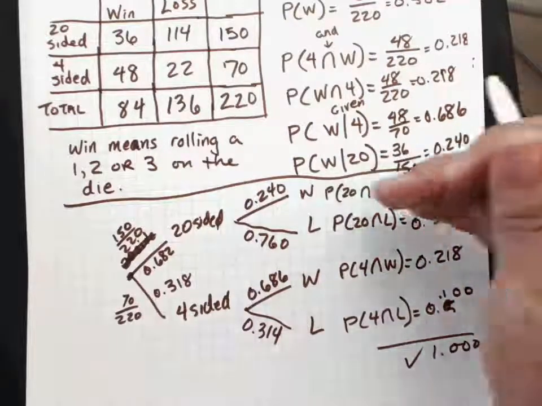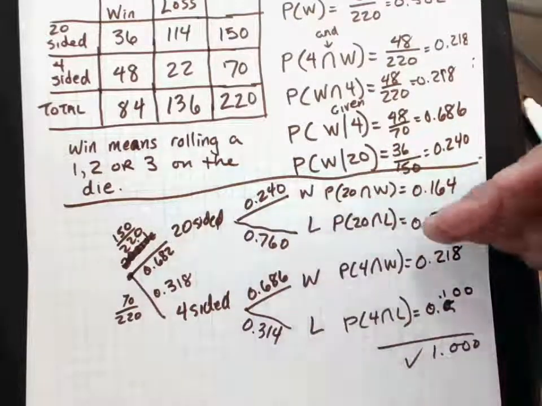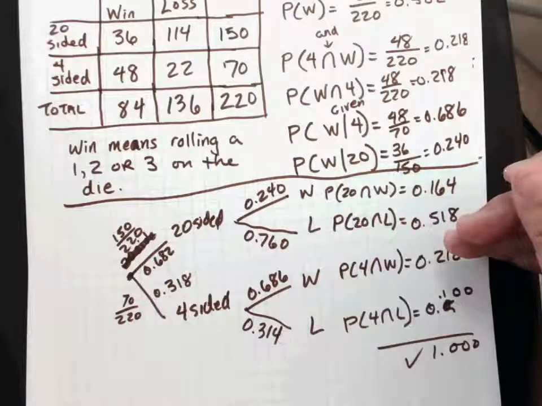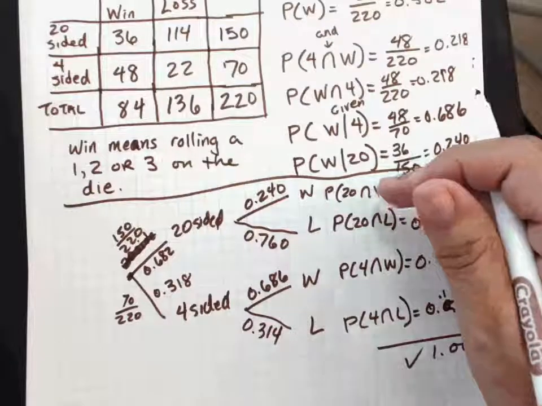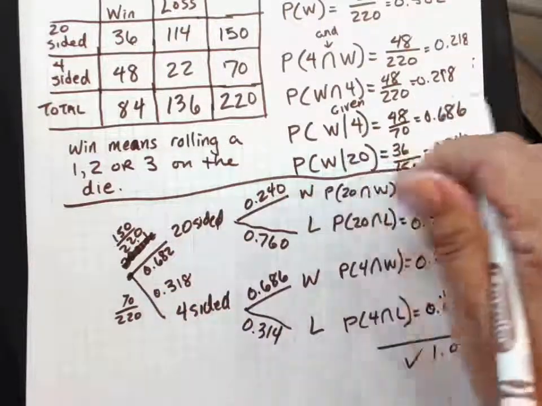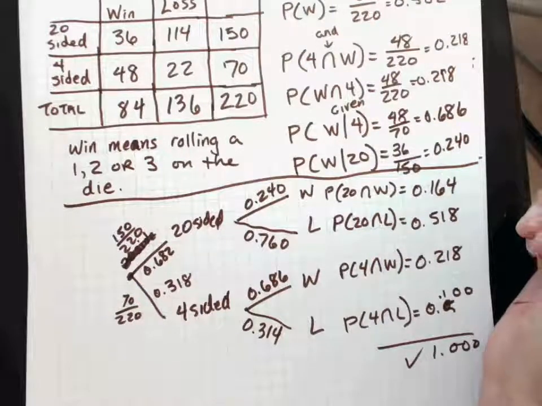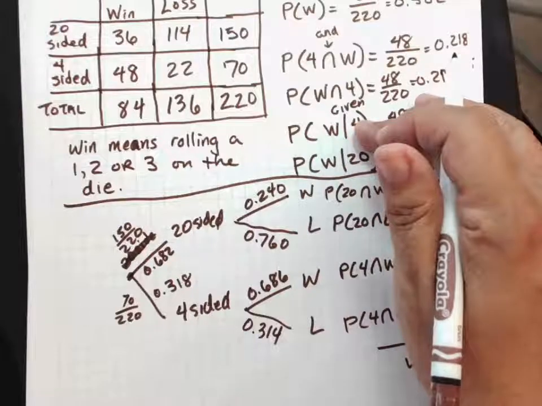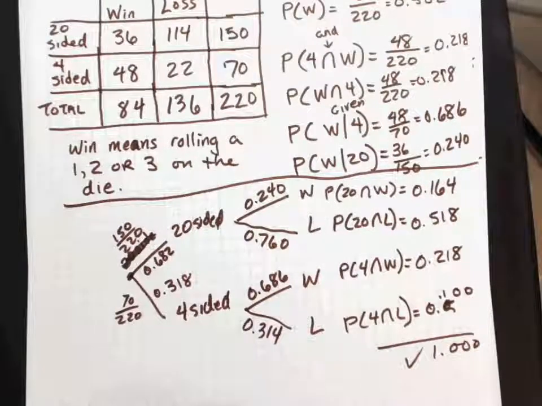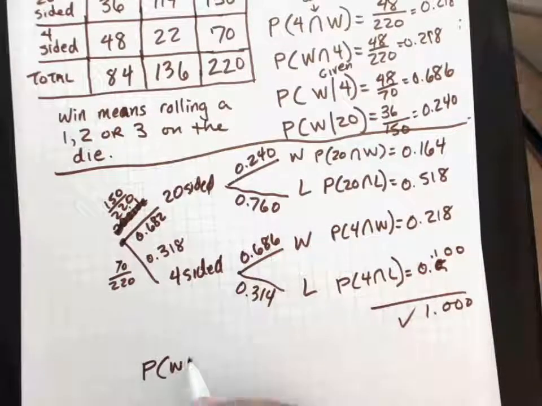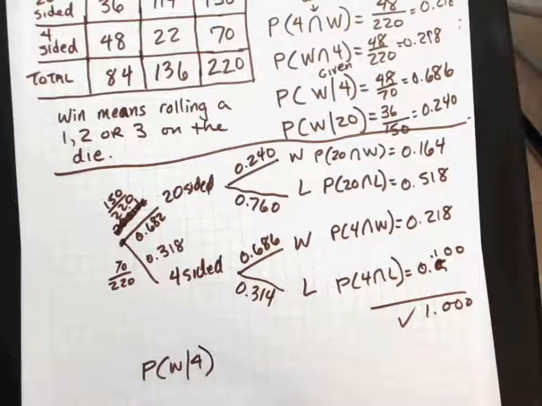So a sample tree can give you the and probabilities. You see that? So if I want to know the probability of 20 and winning, I just look at the product along this branch. All right. You can also use sample trees to figure out conditional probabilities, like the probability of winning given it's a 4. We already did it up here with the table.